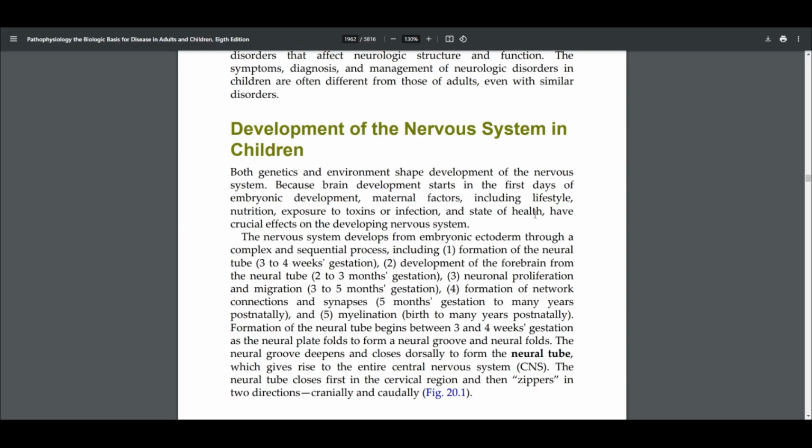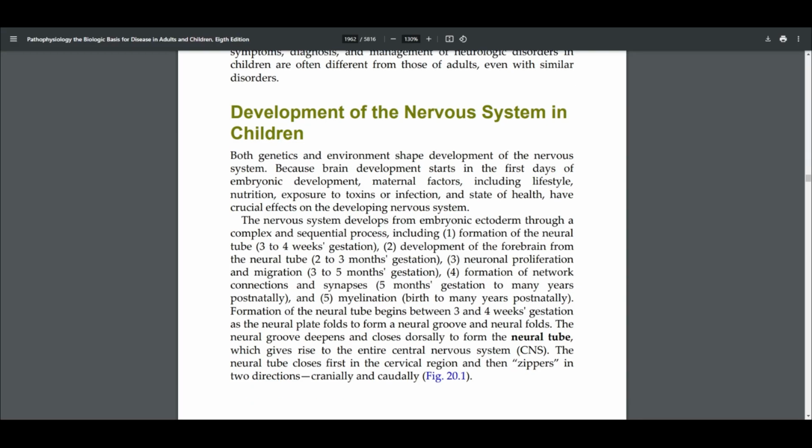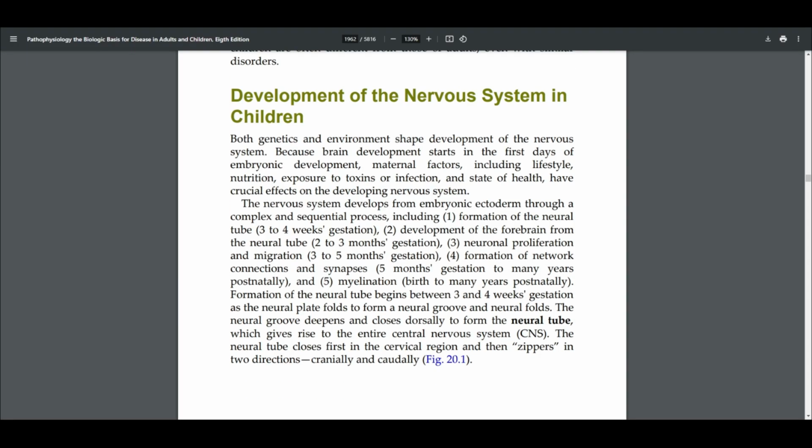Development of the nervous system in children: both genetic and environmental factors shape development of the nervous system. Because brain development starts in the first days of embryonic development, maternal factors, including lifestyle, nutrition, exposure to toxins or infection, and state of health, have crucial effects on the developing nervous system.